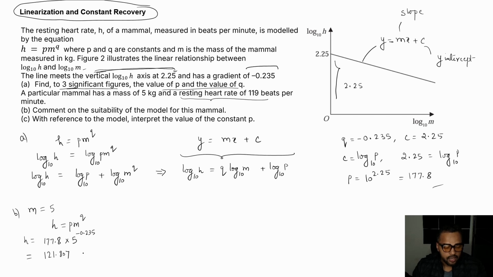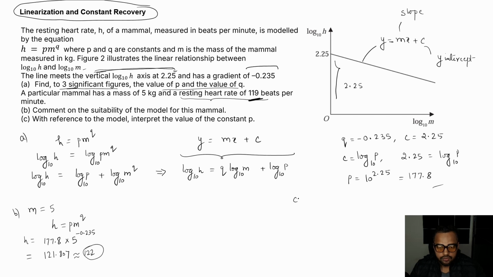So the value of heart rate, students, is coming nearly 121.807. Since the heart rate could not be in decimals, we can take it as roughly 122 beats per minute. Okay, so we can see that the heart rate, they have given the resting heart rate as 119 and we have got the value as 122. So we can say that this model is suitable for the mammal.